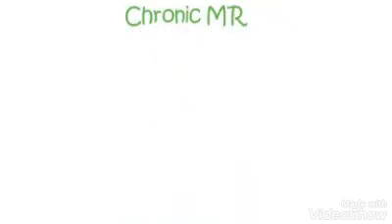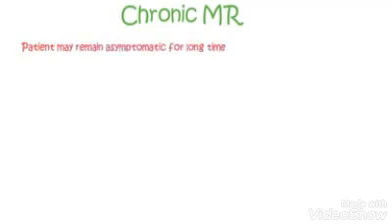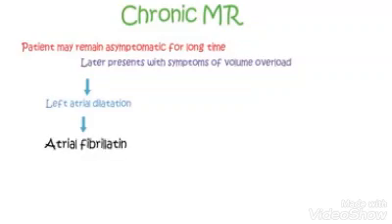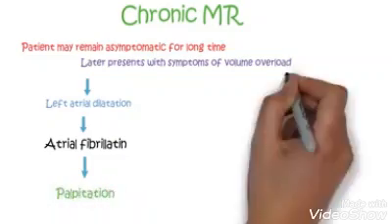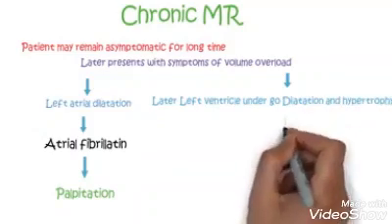But this scenario is different in case of chronic mitral regurgitation. Patient may remain asymptomatic for long time. Patient present with symptoms of volume overload. Volume overload causes left atrium to dilate. Left atrial dilatation predisposes patient to atrial fibrillation, and patient may present with palpitation. Initially, left atrium undergoes dilatation, but in later course of time, left ventricle undergoes dilatation and hypertrophy.